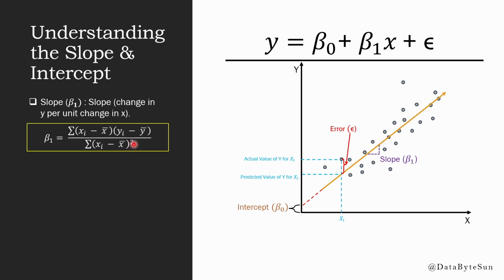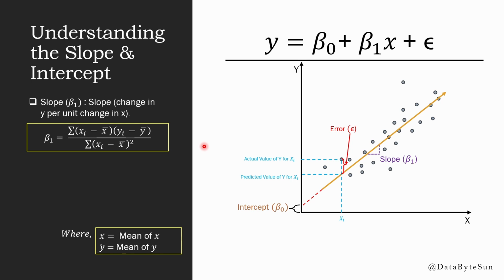Here is what each part means. Xi and yi are each data point for x and y. X bar and y bar are the averages of x and y, sometimes called the means. This formula calculates how much y changes on average with each increase in x.